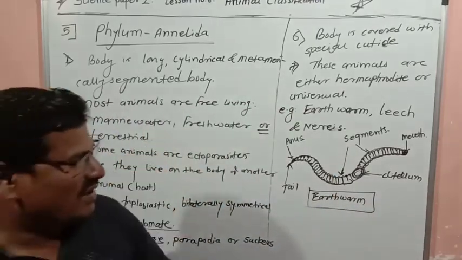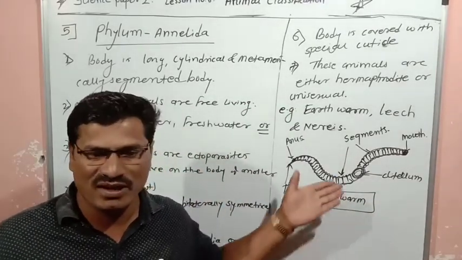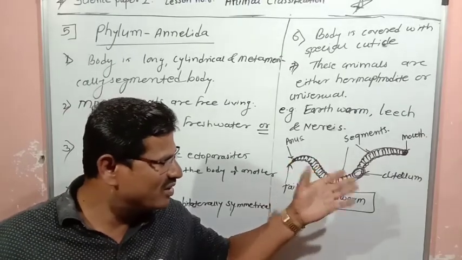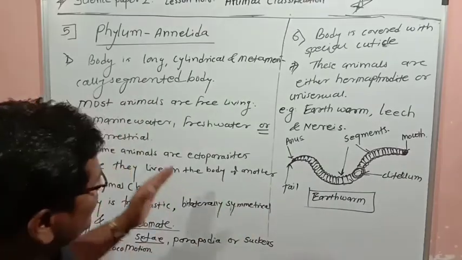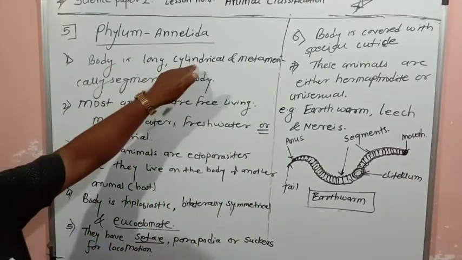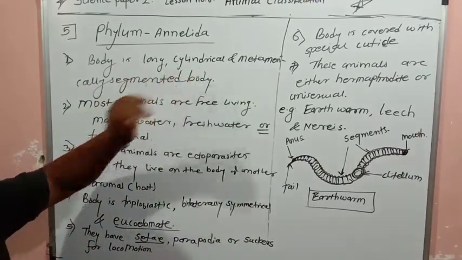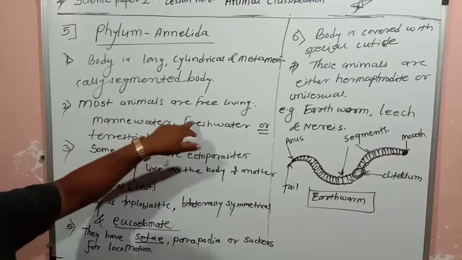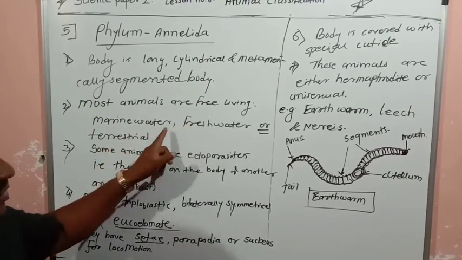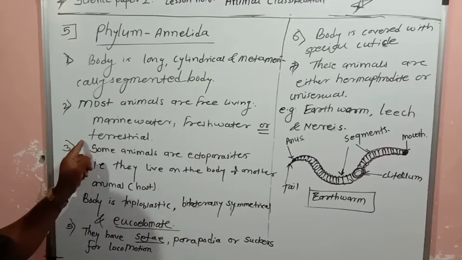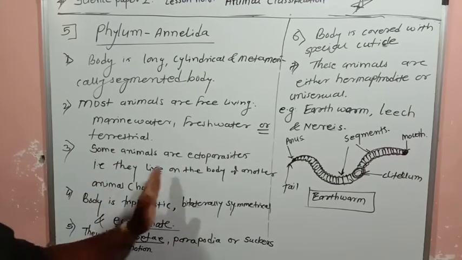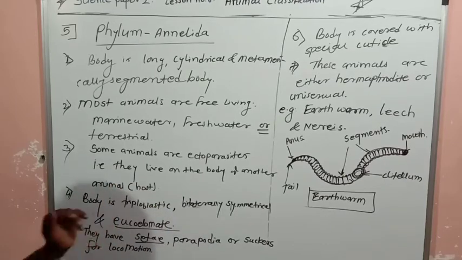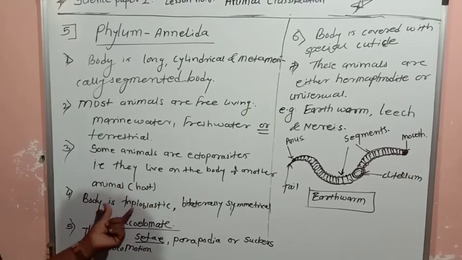So these are the characteristics and some examples. Again you can draw the diagram of the leech and of Nereis also. So you have to remember the characteristics. Body is long, cylindrical, metamerically segmented. Most animals are free living, found in marine water, fresh water, or terrestrial. Some animals are ectoparasites, living on the body of other organisms, the host. Body is triploblastic, bilaterally symmetrical, and eucoelomate.